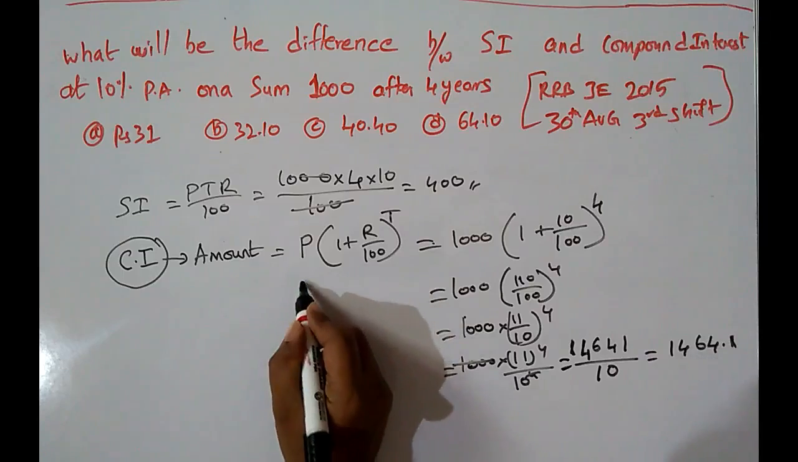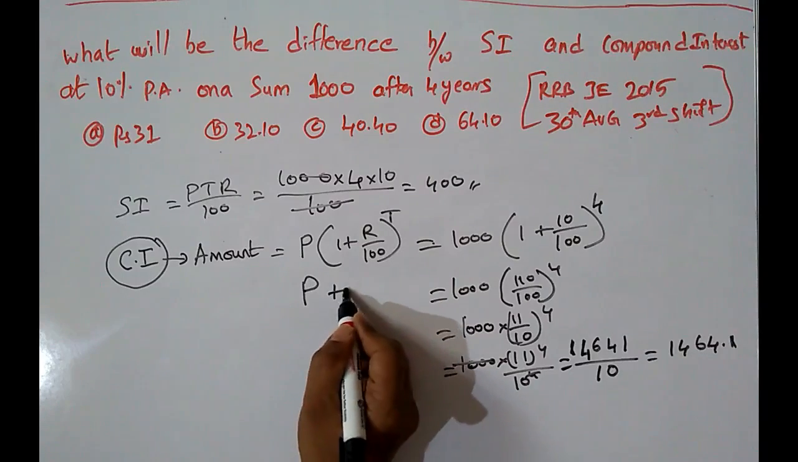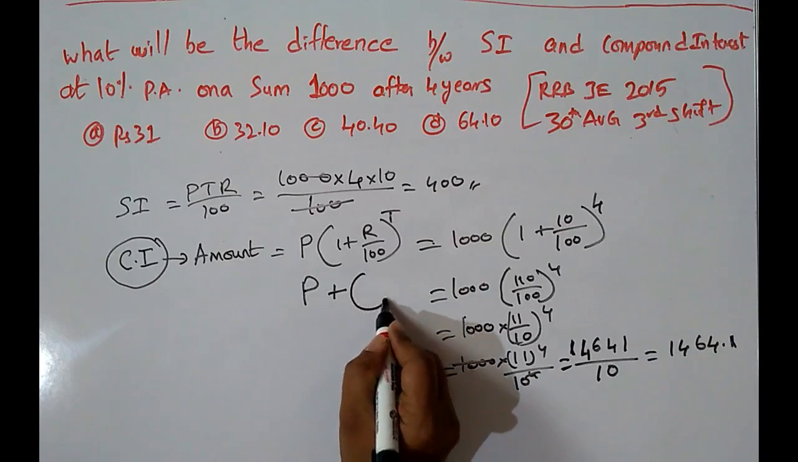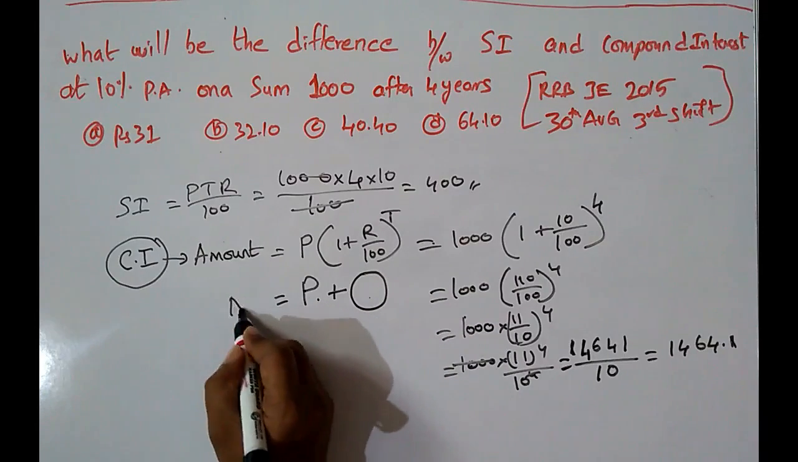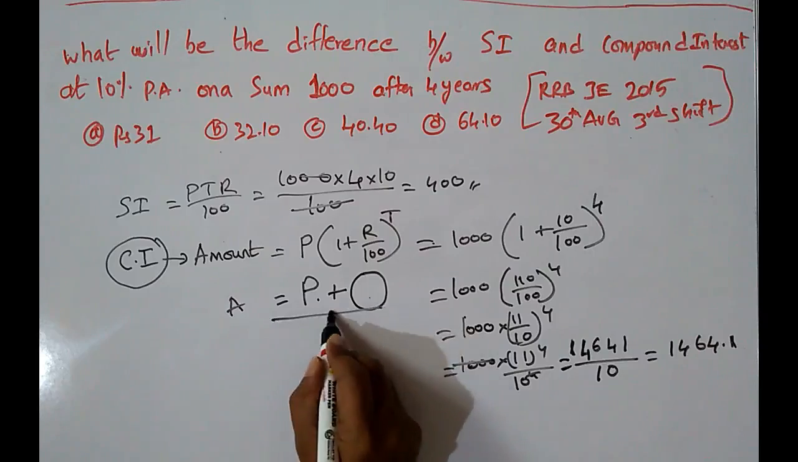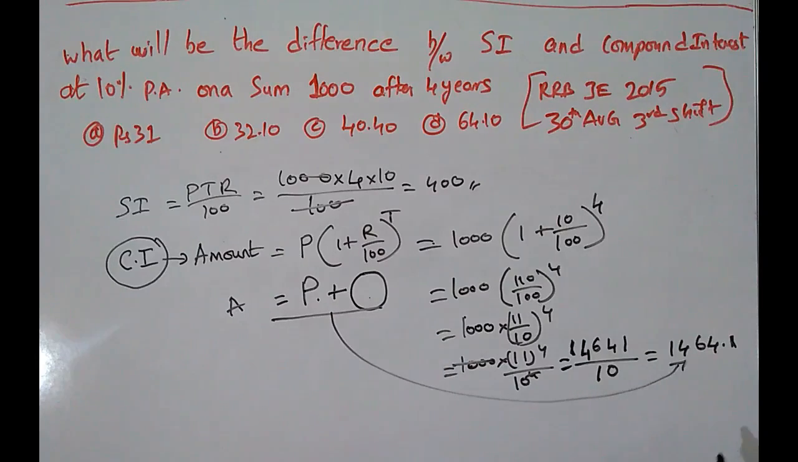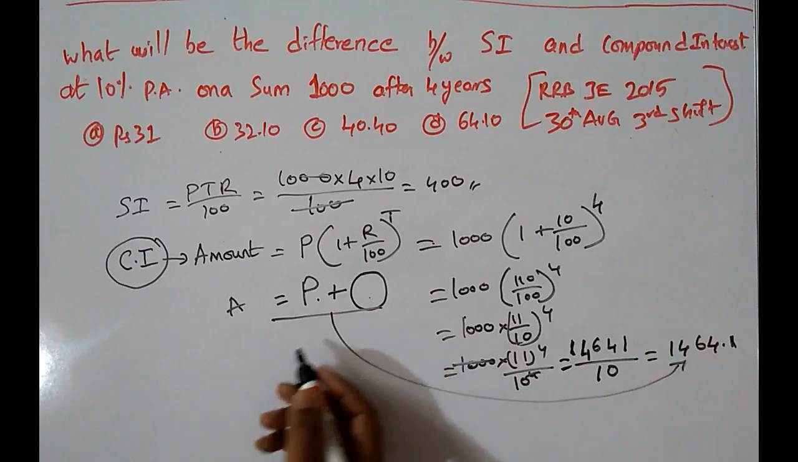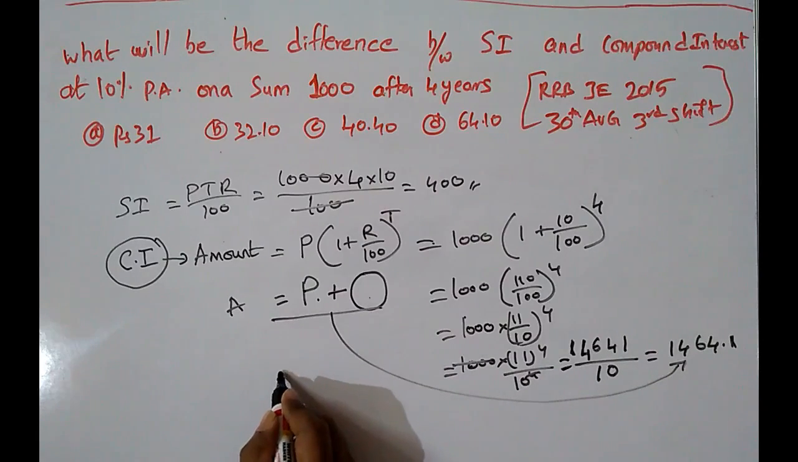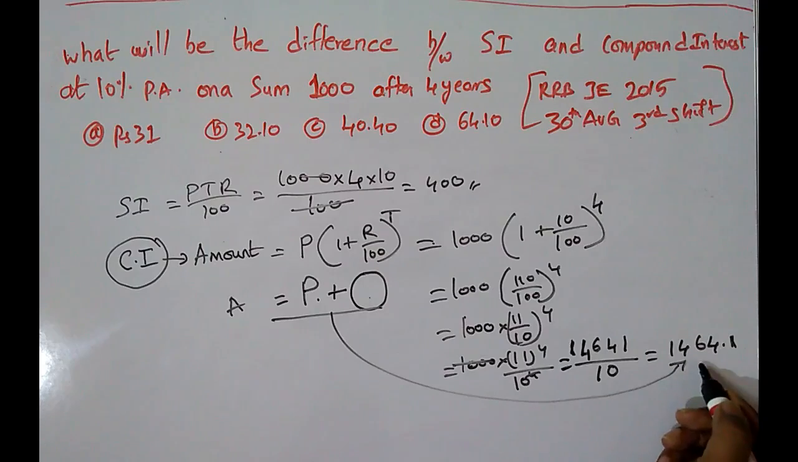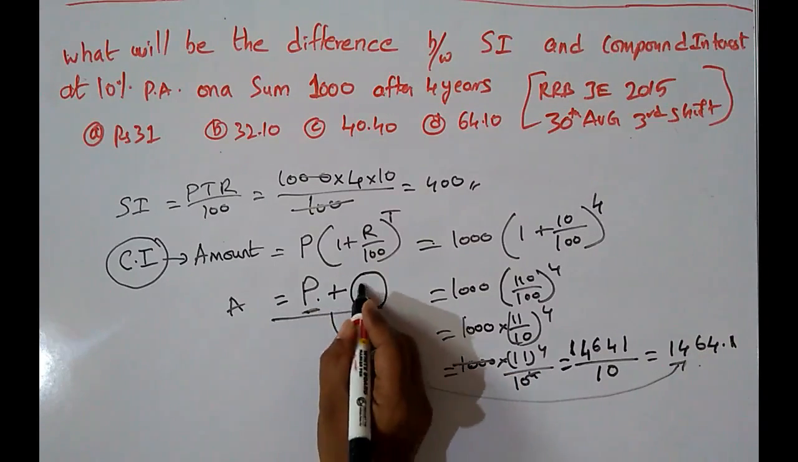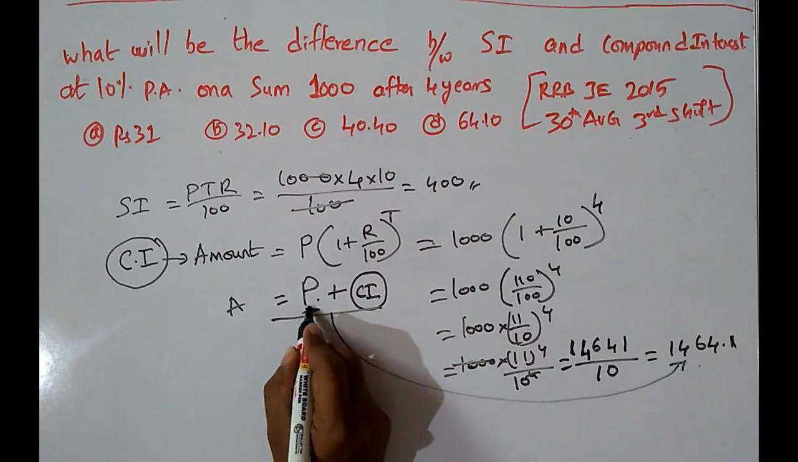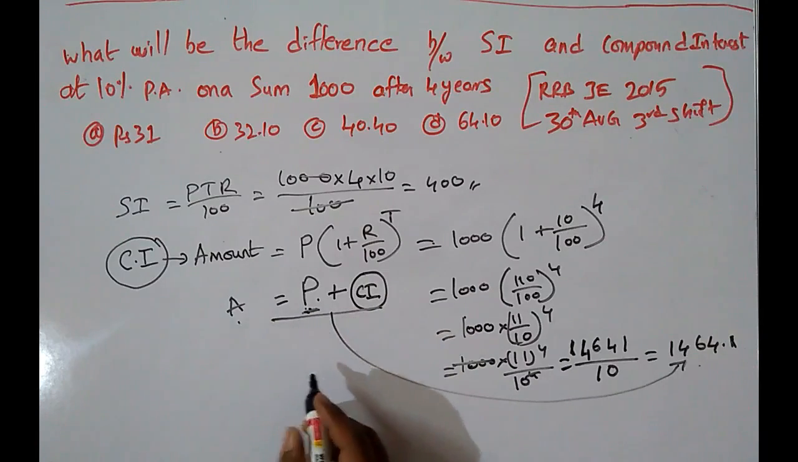amount, that is principal, plus the compound interest added to that principal. We call it an amount. This amount is nothing but 1464.1 friends. Okay, so to get the compound interest from this, we have to subtract the principal. To get the compound interest, we have to subtract the principal from the amount.